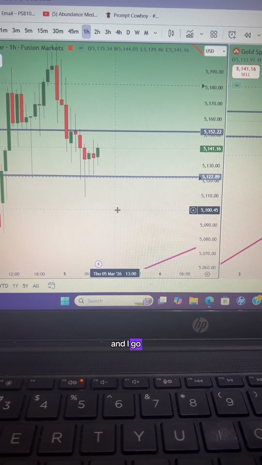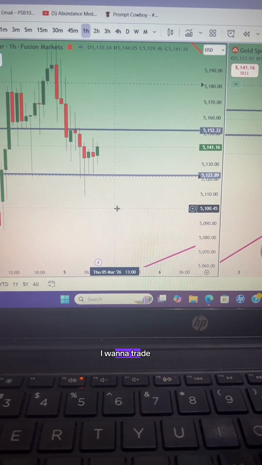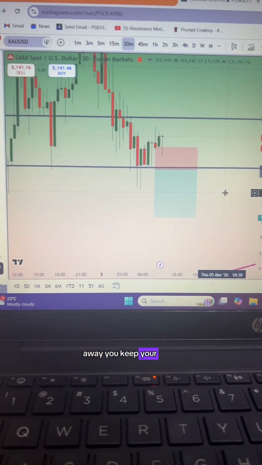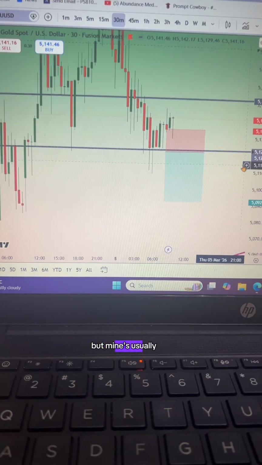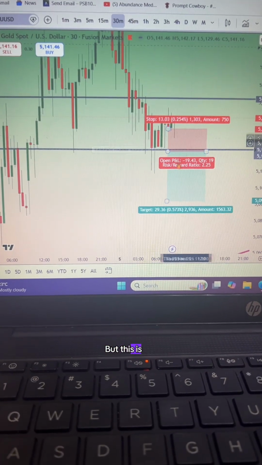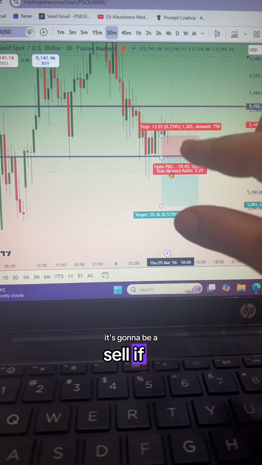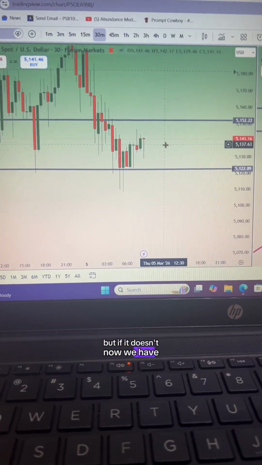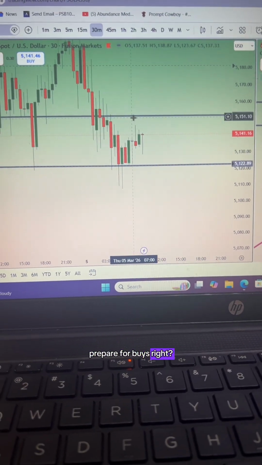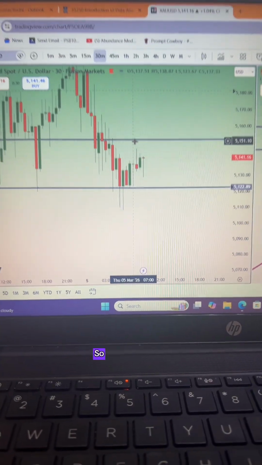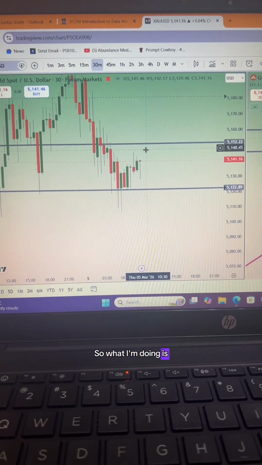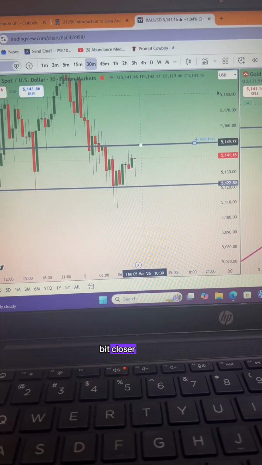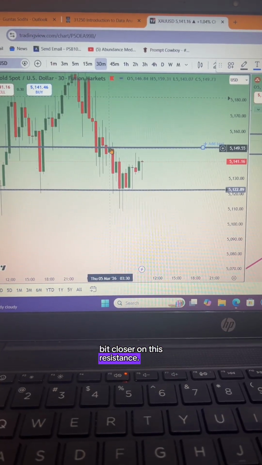I go as low as the time frame I want to trade on. I don't know how far away you keep your stop loss, but mine's usually like 20 to 30 pips. But this is me just saying it's going to be a sell if it crosses below this area. If it doesn't, now we have to also prepare for buys. Where's the safest entry for buys? So I'm going to move this line a bit closer on this resistance.